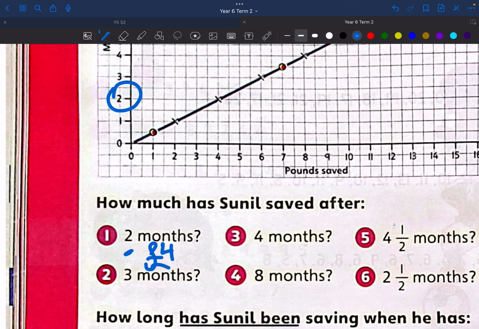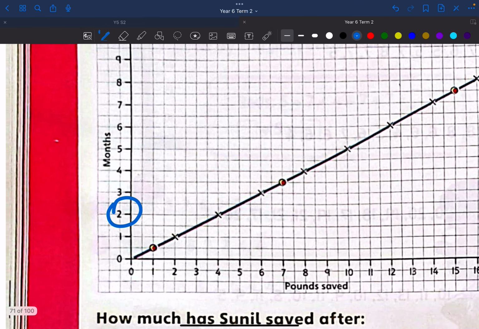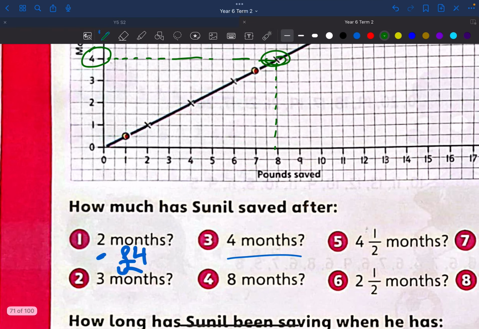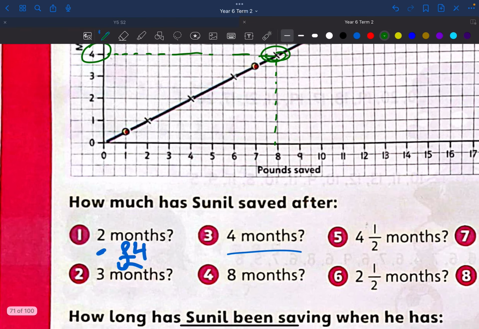£4. What about 4 months? 4 months. Okay, easy. Connect. Stop here. Go down. How much? 8. Yes, 8. Very good.